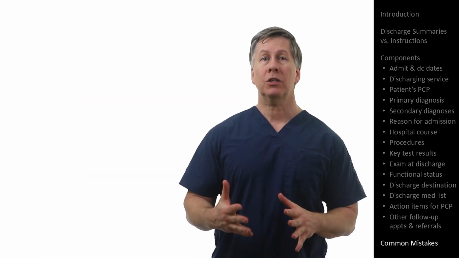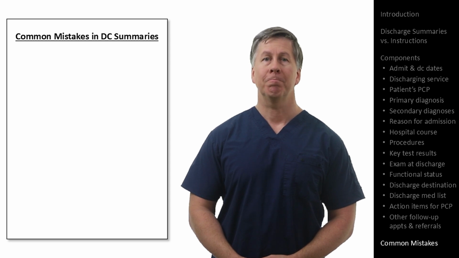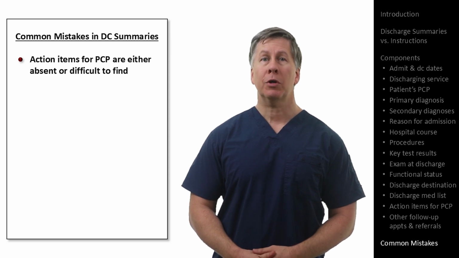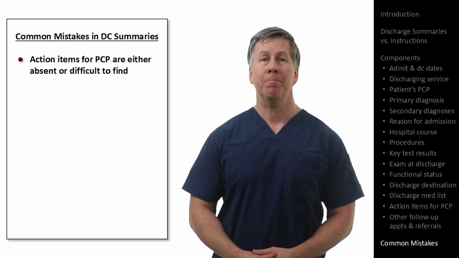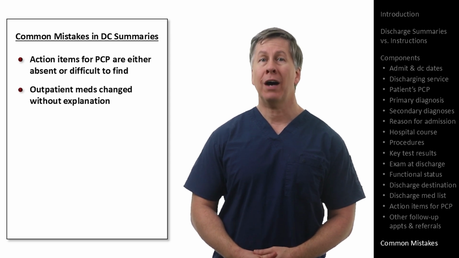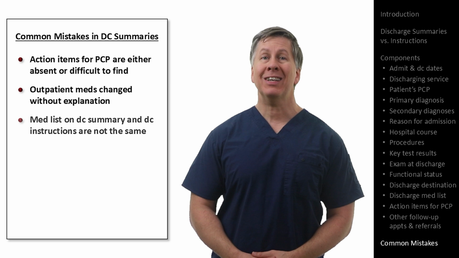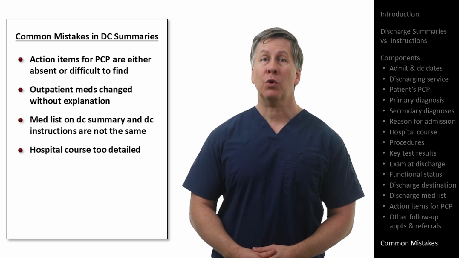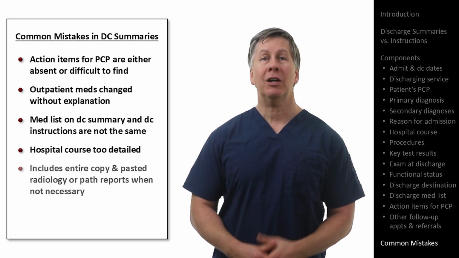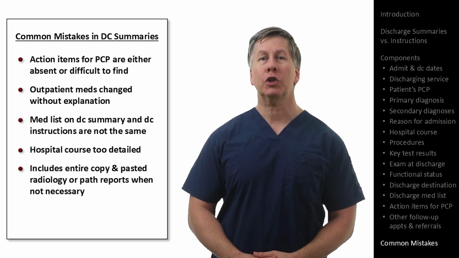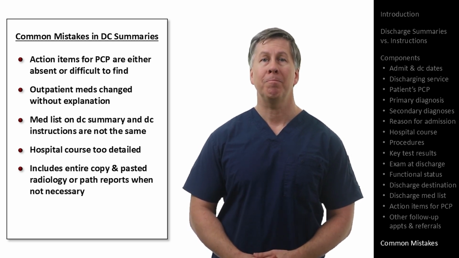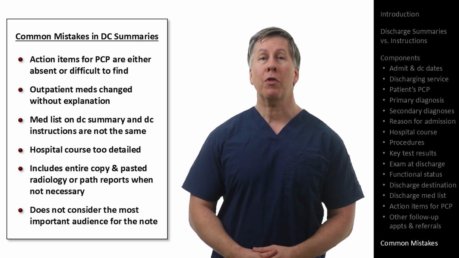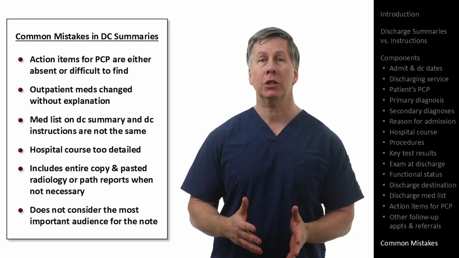I'm going to end with a list of some common mistakes in discharge summaries. Action items for the PCP are either absent or difficult to find because they aren't in a dedicated section of their own. Outpatient meds were changed without any explanation. The med list on the DC summary and DC instructions are not the same. The hospital course is too detailed. It includes entire copy and pasted radiology or pathology reports when not necessary. And last, it does not consider the note's most important audience, whether that happens to be the PCP, outpatient specialist, or SNF team.